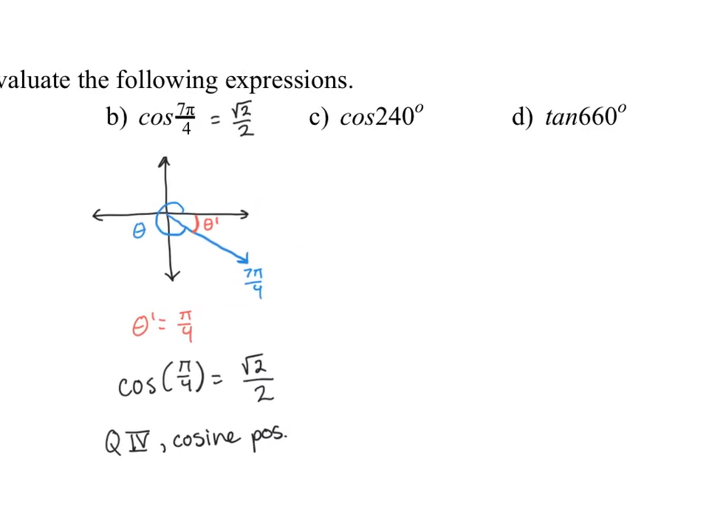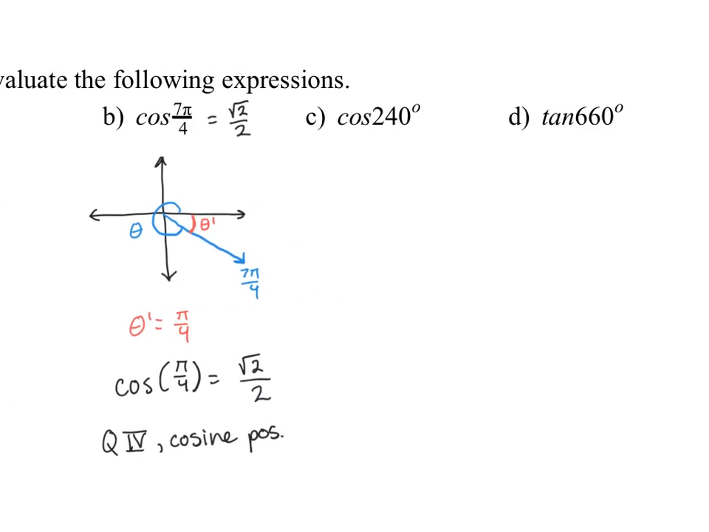Okay, let's look at the next one. Here we have 240 degrees. So we're going to sketch it first. So we know that this is between 180 and 270, so it's somewhere in quadrant 3, like this. So here's theta. But we want to work with our reference angle, so theta prime. So this distance from 180, between 180 and 240 is 60 degrees. So theta prime equals 60 degrees.